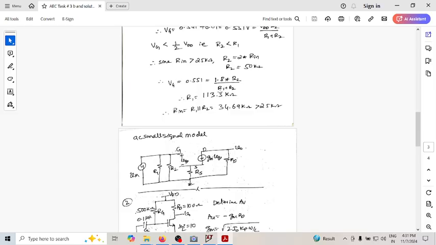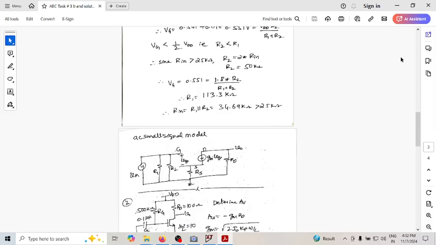This is upon calculating. So now let us verify whether this 113.3 kilo ohm in parallel with the 50 kilo ohm will be greater than 25k. Yes, it is 34.69 kilo ohm, which is certainly more than 25 kilo ohm.